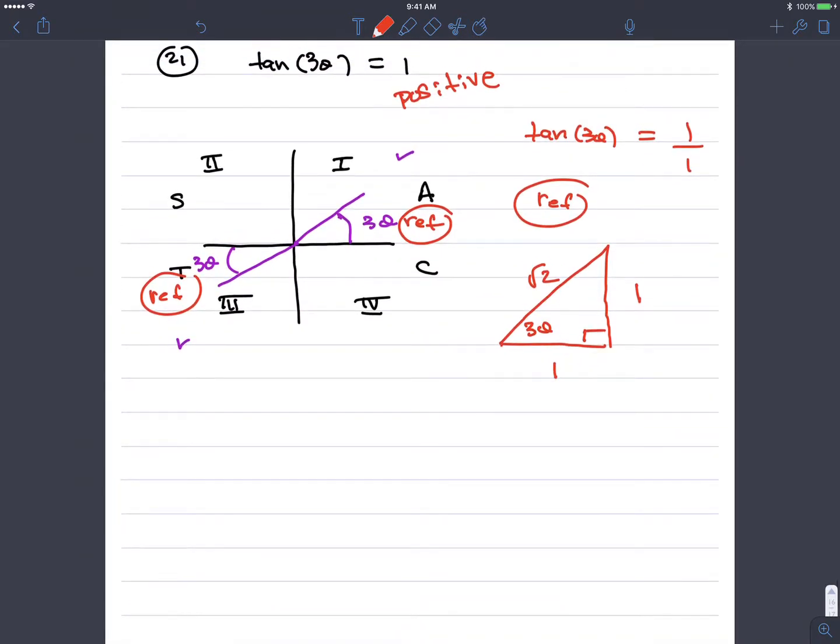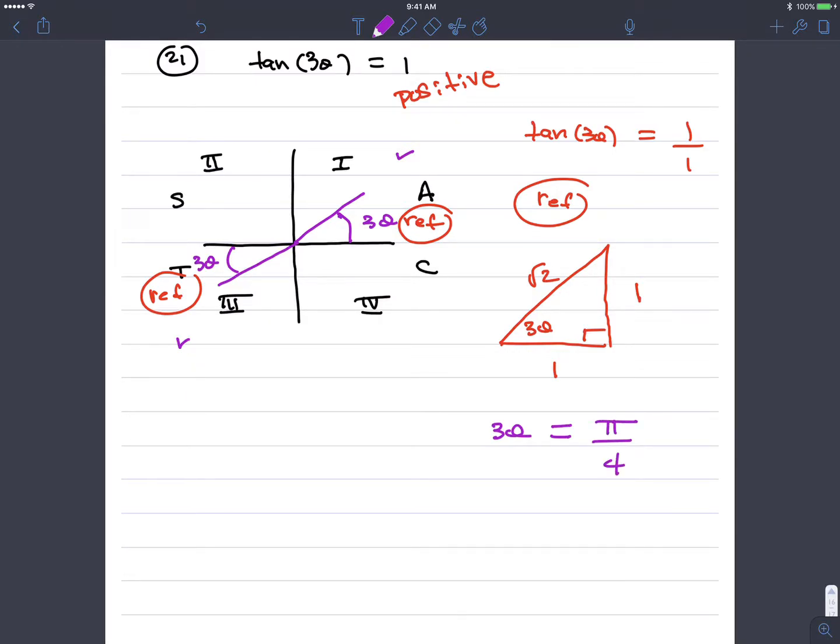So, what can we say about this situation? Do you guys know? What does this actually mean? It means that our 3, what is this here? What's the angle? 3 theta. 3 theta is going to be what? Pi over 4. Good. So I want to remind you that we just found the reference angle. This is pi over 4. And this is what? Pi over 4 over here. Okay, you guys okay with that?